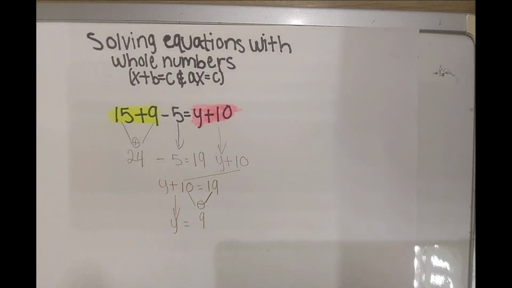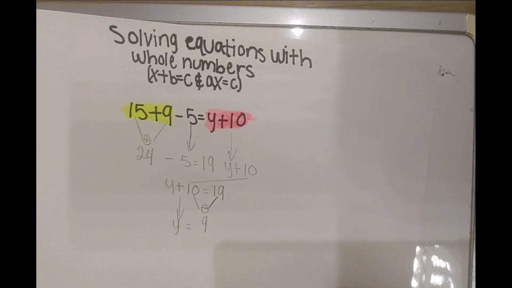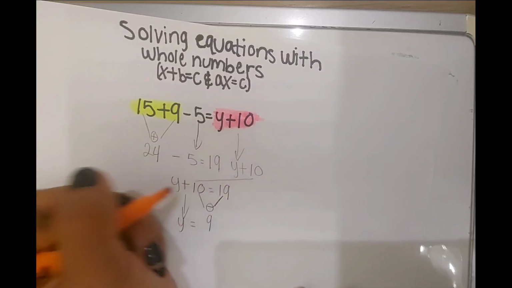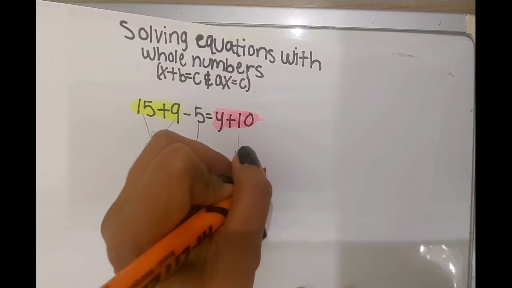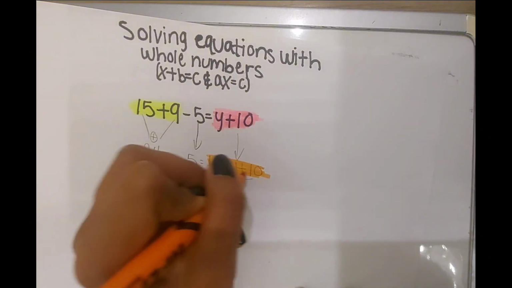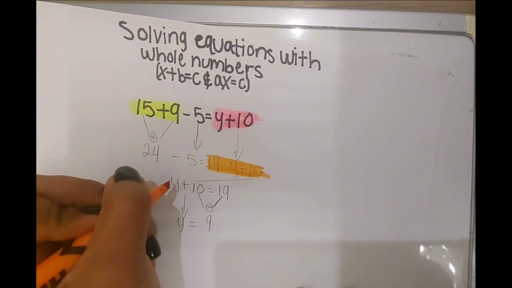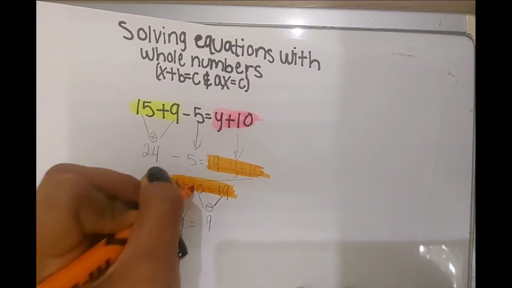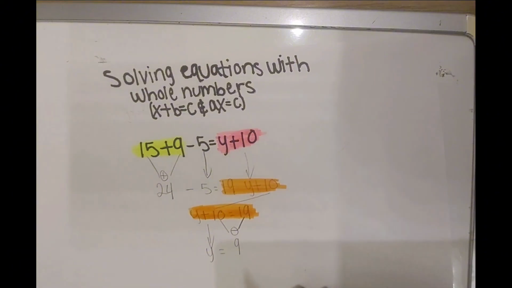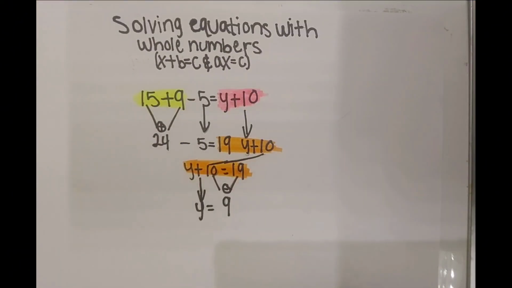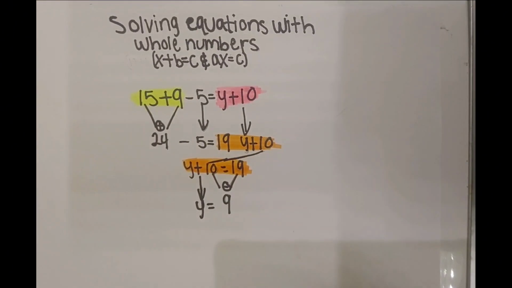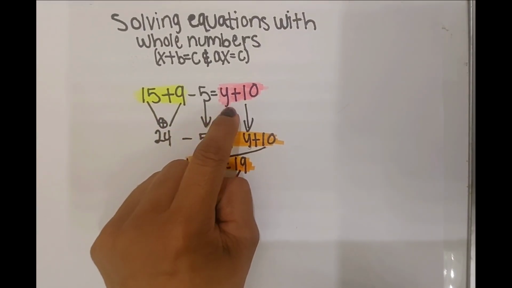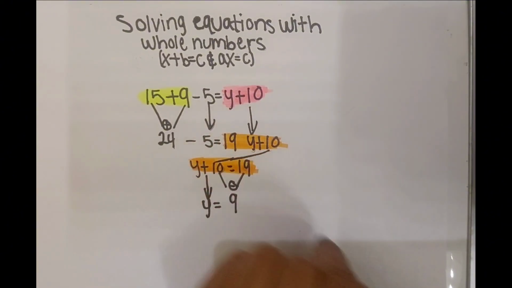For this, we're going to use a different color, simply because although that's pink, all this goes down here. Now you see the differences. I know it's kind of hard to follow. All right, to get you a clearer picture, there it is, more clear. We have 15 plus 9 minus 5 equals y plus 10.